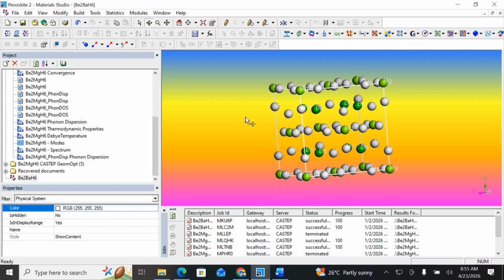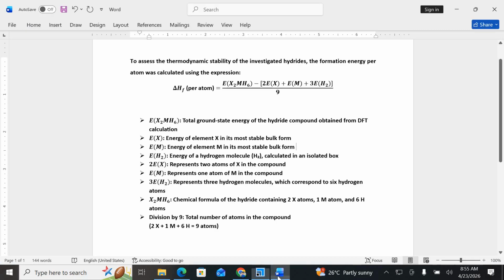Let us begin with thermodynamic stability. Thermodynamic stability tells us whether a material is energetically favorable compared to its constituent elements. In simple words, it answers the question: does this compound prefer to exist, or will it decompose into simpler substances? In DFT, this is evaluated using quantities such as total energy, formation energy, and hydrogen adsorption energy. Among these, formation energy is one of the most important indicators.